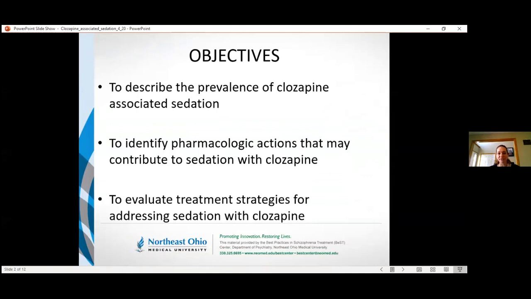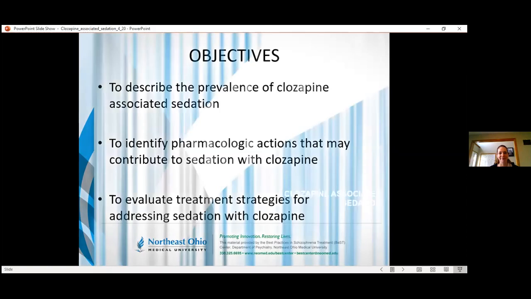Our objectives for today: we're going to describe the prevalence of clozapine-associated sedation. So how often would you expect to see it? We're going to identify some pharmacologic actions that seem to contribute to sedation, and then we'll look at a little bit of evidence on the treatment strategies for how to address this in patients who are on clozapine.